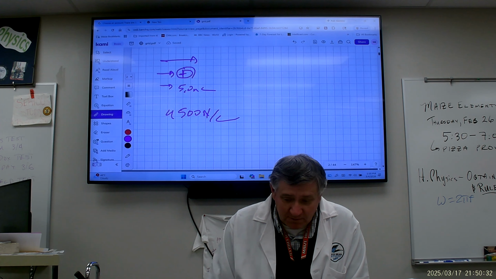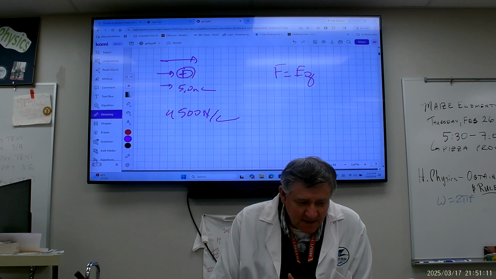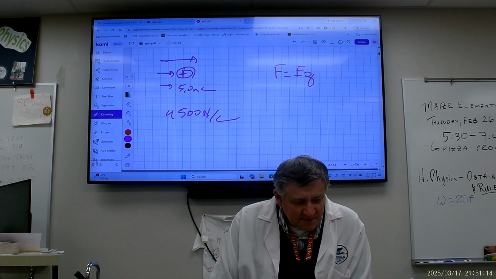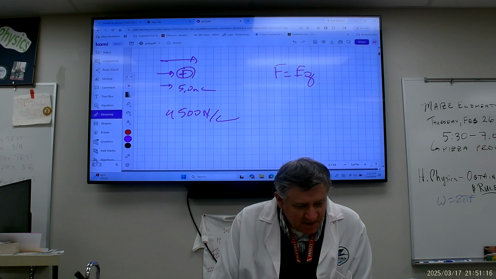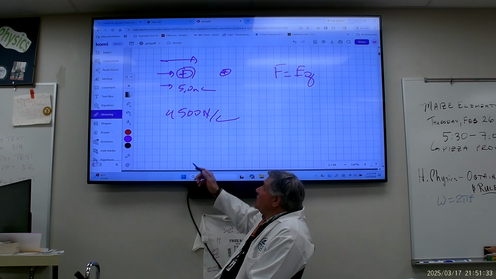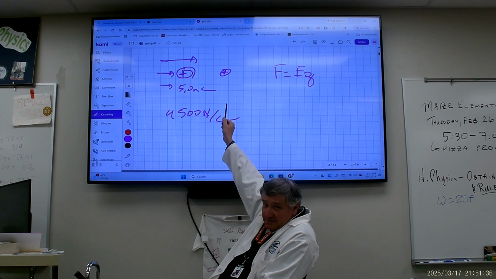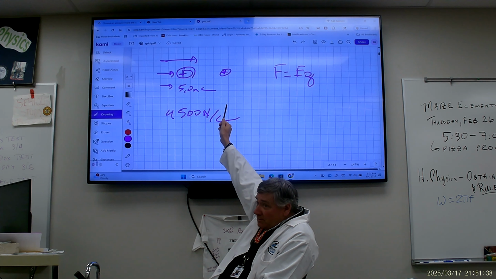Okay, now here's the story. At what point would the proton and electron experience no net force? So let's just play the what-if game. Let's say that you put the proton over here. You don't know which side, so pick a side. Pick the right side. If you put a proton over here, what's that going to feel? It's going to feel pushed that way, right?